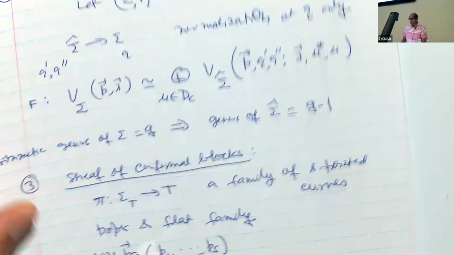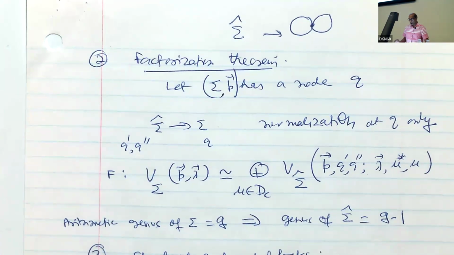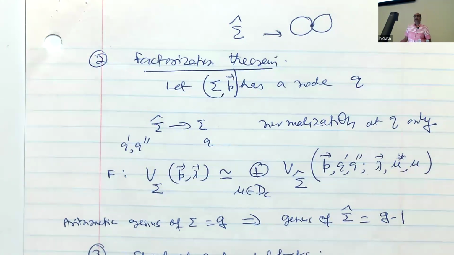Now the second, which I would term an even more important theorem, is what is called the factorization theorem. What it does is this: let's start with sigma and a node Q on that curve sigma.